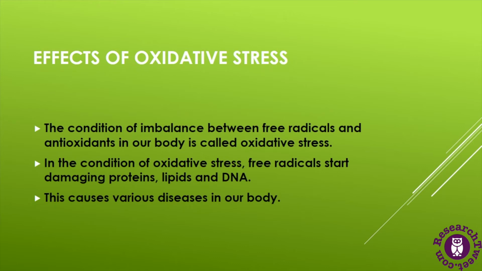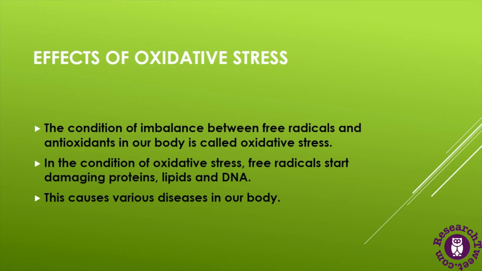So now let's understand the effect of oxidative stress in our body. As we have discussed, oxidative stress is the condition where an imbalance between free radicals and antioxidants occurs, when there are not enough antioxidants in our body to manage all the free radicals. In this condition, the number of free radicals increases in our body, and they start making bonds with other biomolecules of our body so that they become stable.